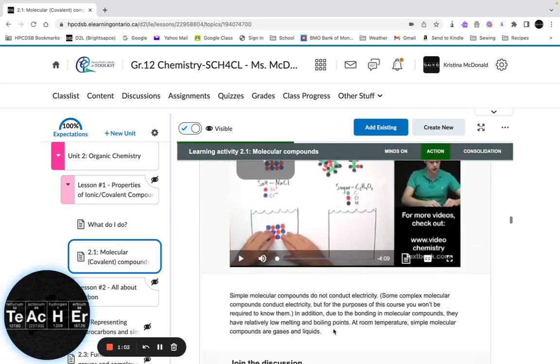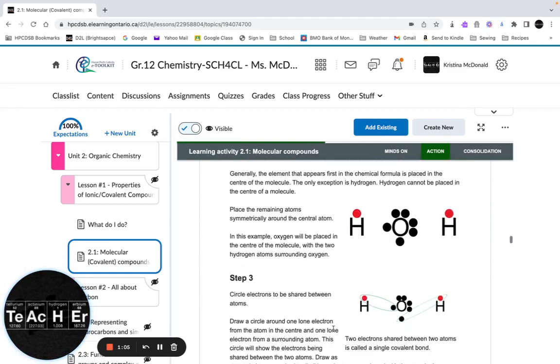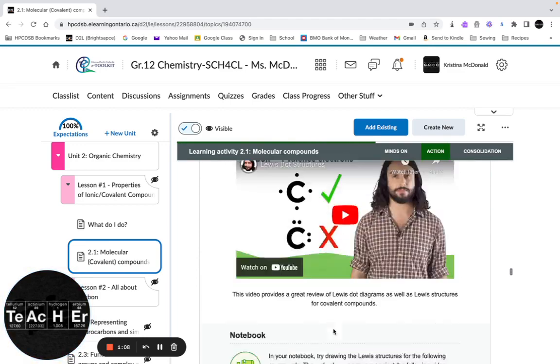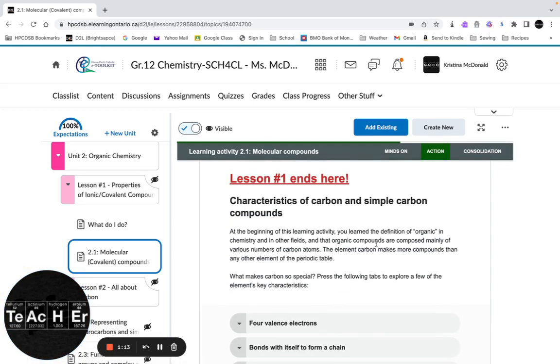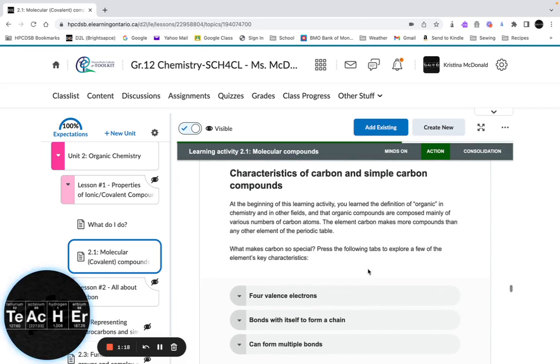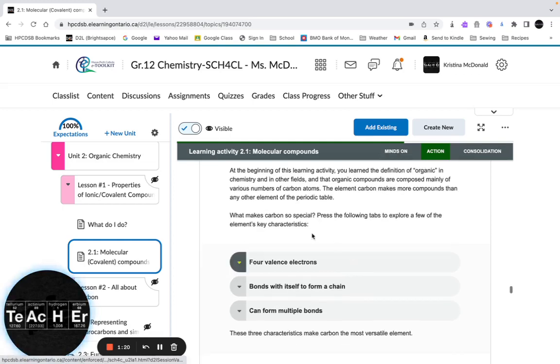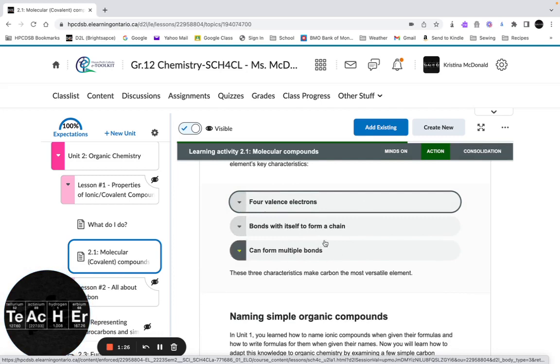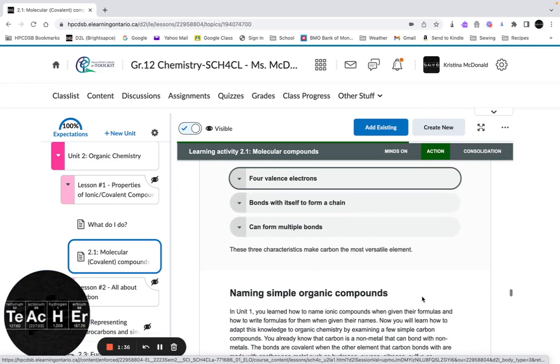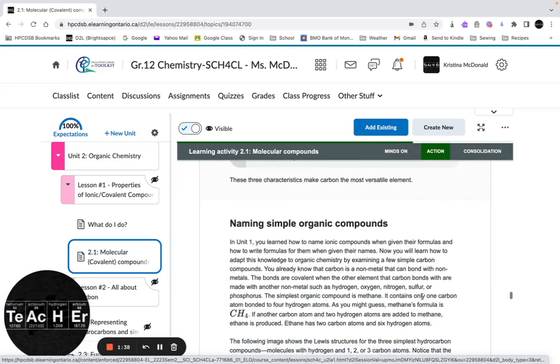So this is what we did in lesson 1. We're going to just scroll down. This is, again, reviewing properties of ionics and covalents, reviewing bonding. And then you get to the end here, right here, where it says lesson 1 ends here. And now for lesson 2, we're going to start to talk a little bit about carbon. So I've made a summary note for you. You're going to read through all of this. You're going to click on each of these little drop downs. And you're going to make yourself a note about the main properties of carbon that make it so suitable for this branch of chemistry. Okay, so organic chemistry.